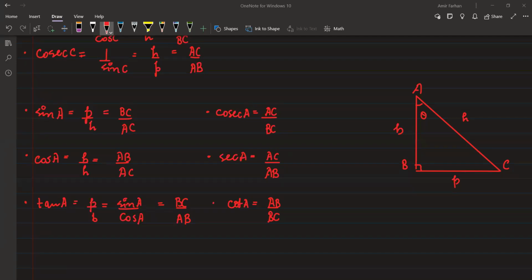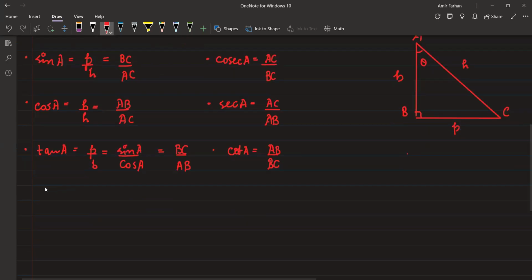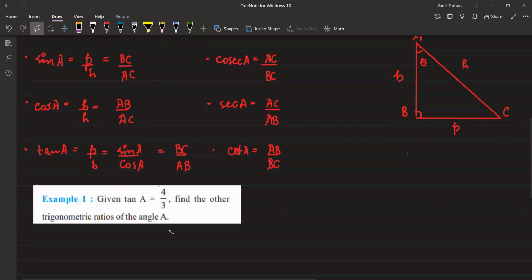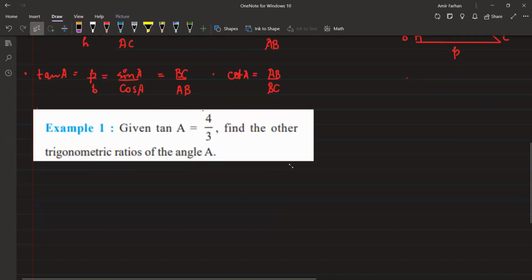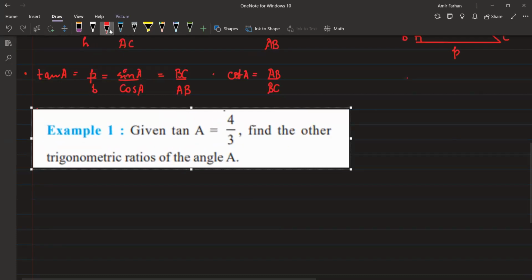Okay, let's do this question. It's a basic question. Is this clear, everybody? So this is the question based. The value of tan A is given. There is no need to draw the triangle; directly we can find it out.